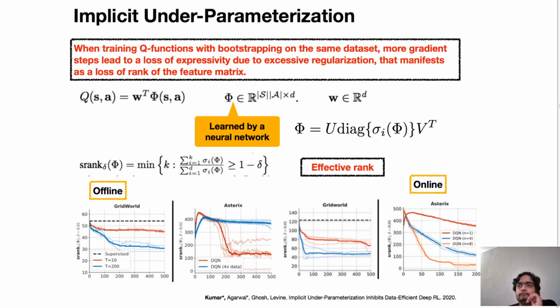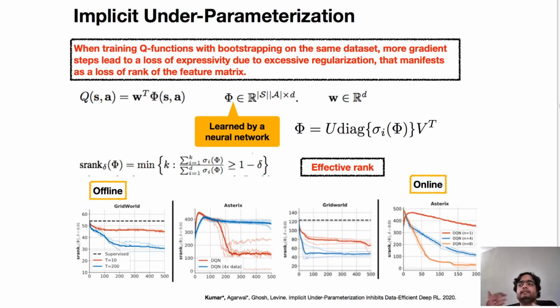So what does this all mean? Let's connect it back to the statement on the top of the slide. What we are saying here is that when we are doing more and more gradient steps on the same data, which means that on the x-axis for the offline plots the time step increases, and for the online plots the value of n is larger, in those cases we find that more gradient steps lead to a loss of expressivity due to excessive regularization, which manifests as a loss of rank of the feature matrix.